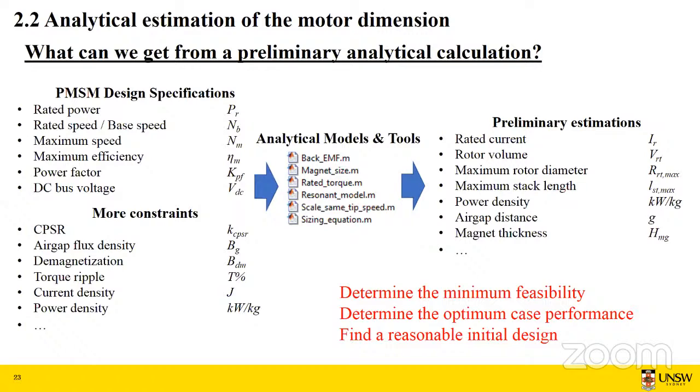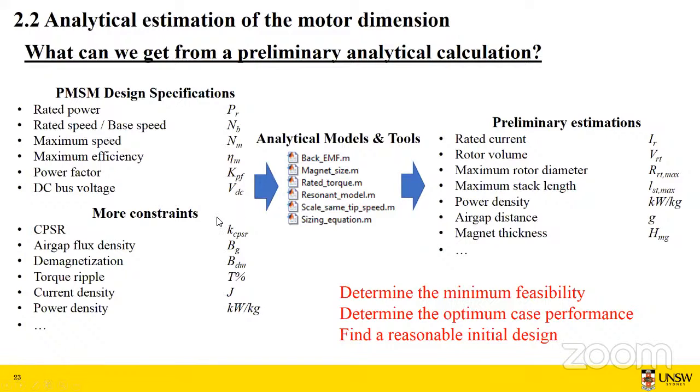When we first get a request to design a motor, normally we'll get the design specifications and expectations from our customer or industry partner. They'll say, I want a motor with this rated power, this rated speed, base speed, maximum speed, efficiency, power factor, and this is the DC bus voltage I can provide to the motor. These are the normal specifications we can get at the beginning of a project.